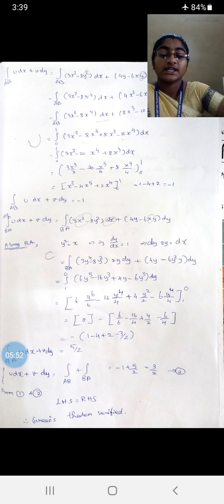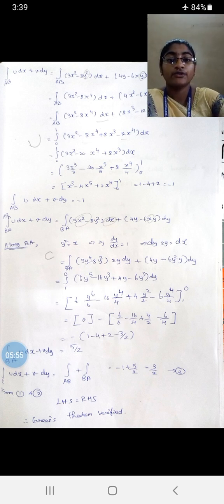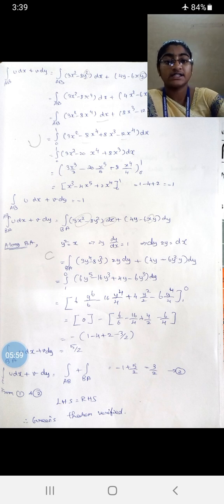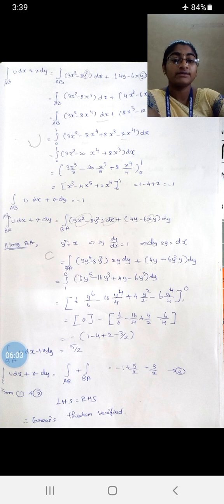We get 3x cube by 3. X power 4 can be integrated as x power 5 by 5 and x cube can be integrated as x power 4 by 4. Now we have to substitute the upper limit minus lower limit. So upper limit value is 1. So we get 3 by 3, that is 1 x cube, minus 20 by 5, that is 4 x power 5, 8 by 4, that is 2 x power 4, 0 to 1. Upper limit is 1 and the lower limit is 0.